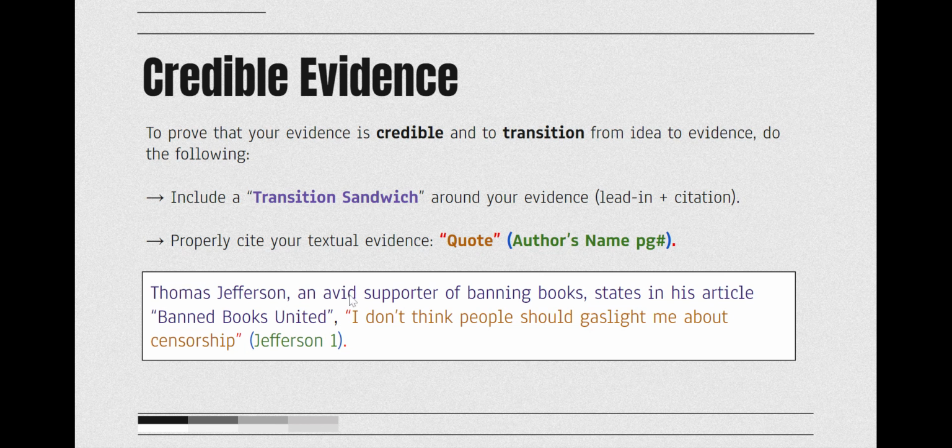We have our lead-in purple here, which is just a statement about who and where you found the information that you're pulling. Then we have our quotation marks that mark where the quote is. Then we have our parentheses with our author's last name, page number, and parentheses, period. The only punctuation that should go inside your quotation marks is when there is an exclamation point or a question mark in the actual quote. Otherwise, pull that right to the outside. This is how we cite credible evidence.